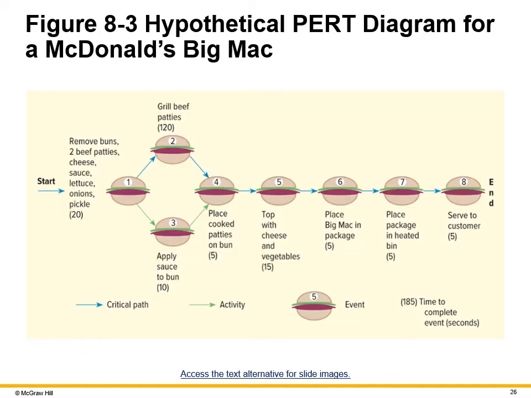Producing Big Macs involves several steps including grilling the patties, assembling the ingredients, and placing the Big Mac in its package. If any of these activities on the critical path for production fall behind schedule, the sandwich will not be completed on time, causing customers to wait longer than they usually would.